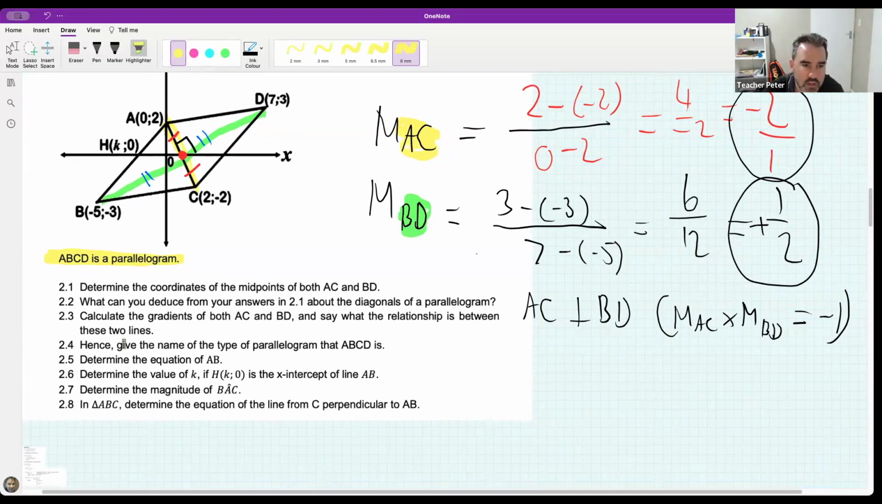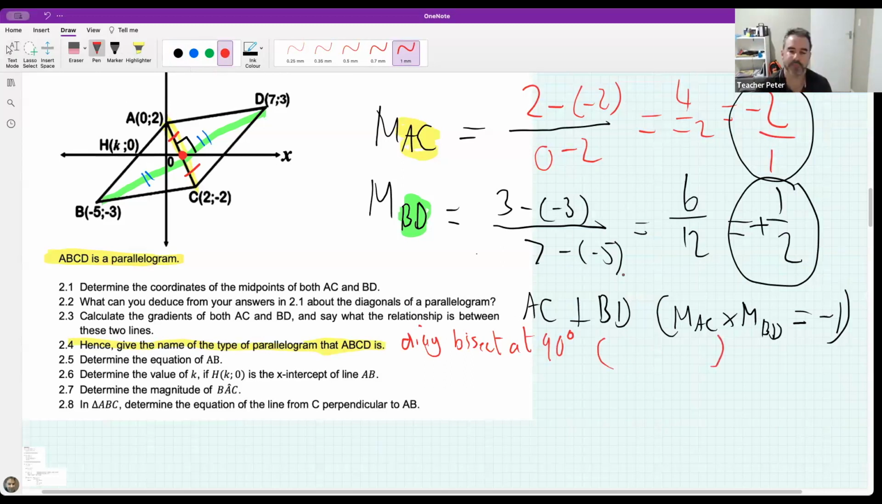Now, when we know this, it says 2.4, hence, give the name of the type of parallelogram it is. So this is not just a normal parallelogram. This is like a superpower parallelogram. If you have diagonals that bisect, and not only do they bisect, they bisect at 90, who has an idea what type of quadrilateral this might be? Maybe you've learned it in class.